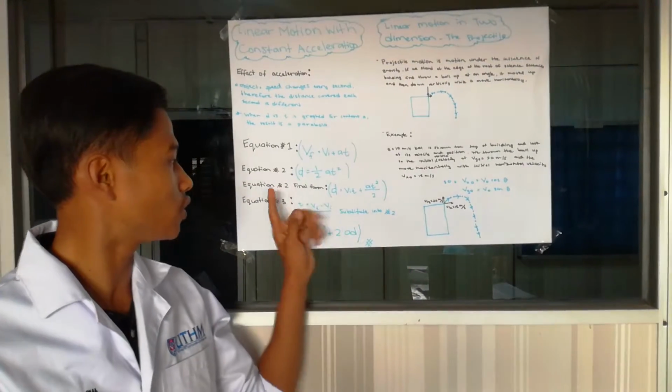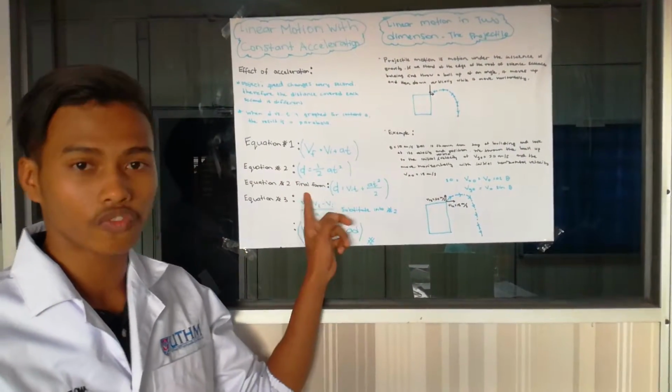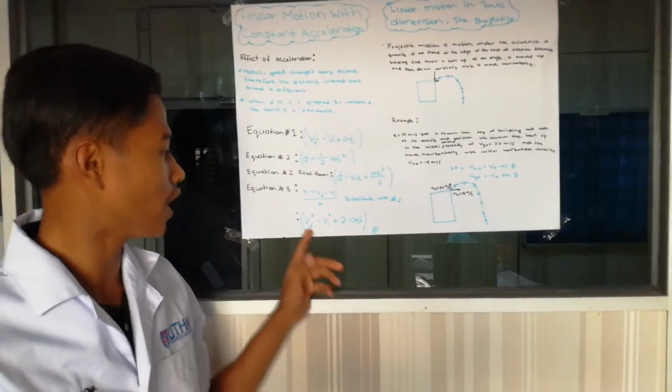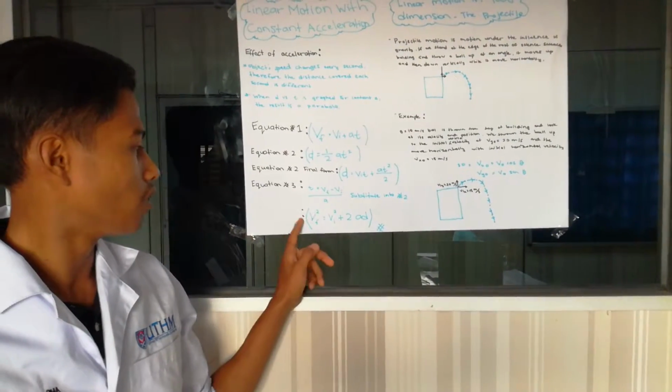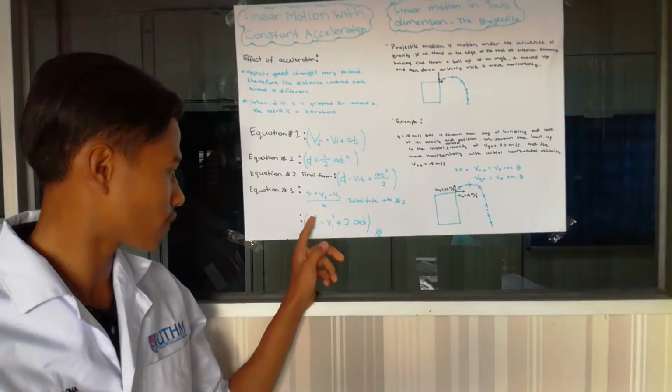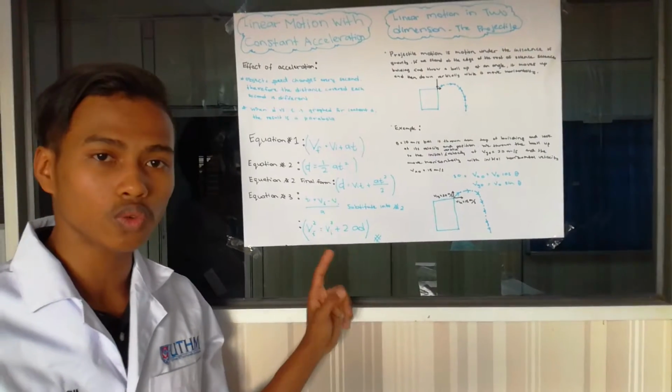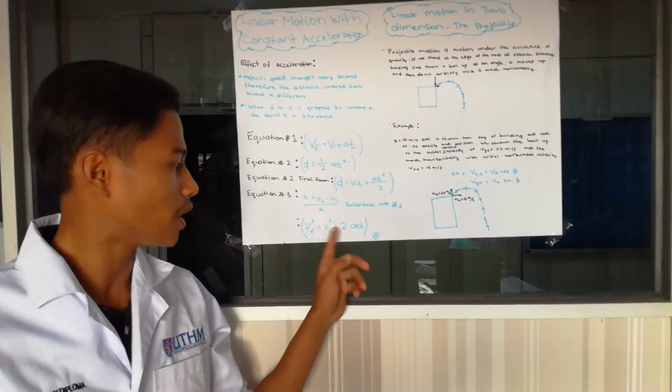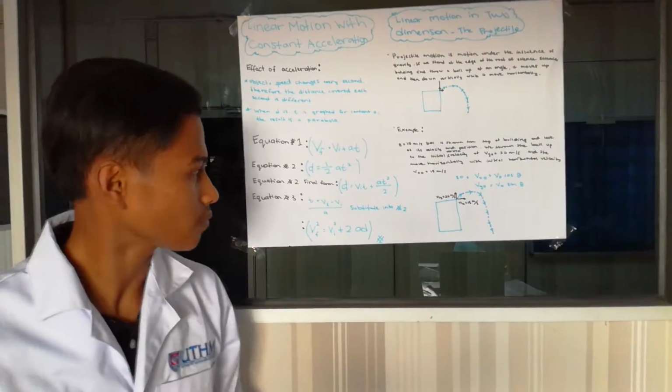Substitute into the final form of equation 2, and it becomes v to the power of 2 final equal to v to the power of 2 initial plus 2 acceleration.